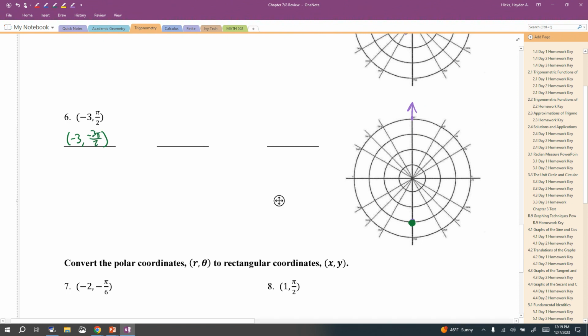Then we think, okay, what's the opposite direction of pi over 2? What's 180 degrees away? What's pi away from pi over 2? 3 pi over 2. Good. In other words, the opposite of looking straight up is looking down. The opposite of up is down.